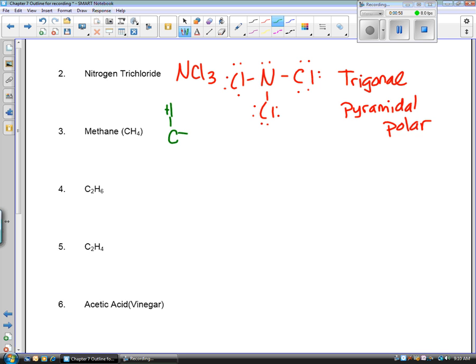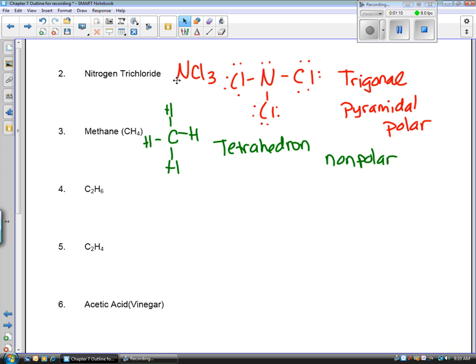CH4 is methane. We already did that one. That's a tetrahedron. And this one is not lopsided, so it's nonpolar. The way I know it's a tetrahedron is its central atom is bonded to 4 things.